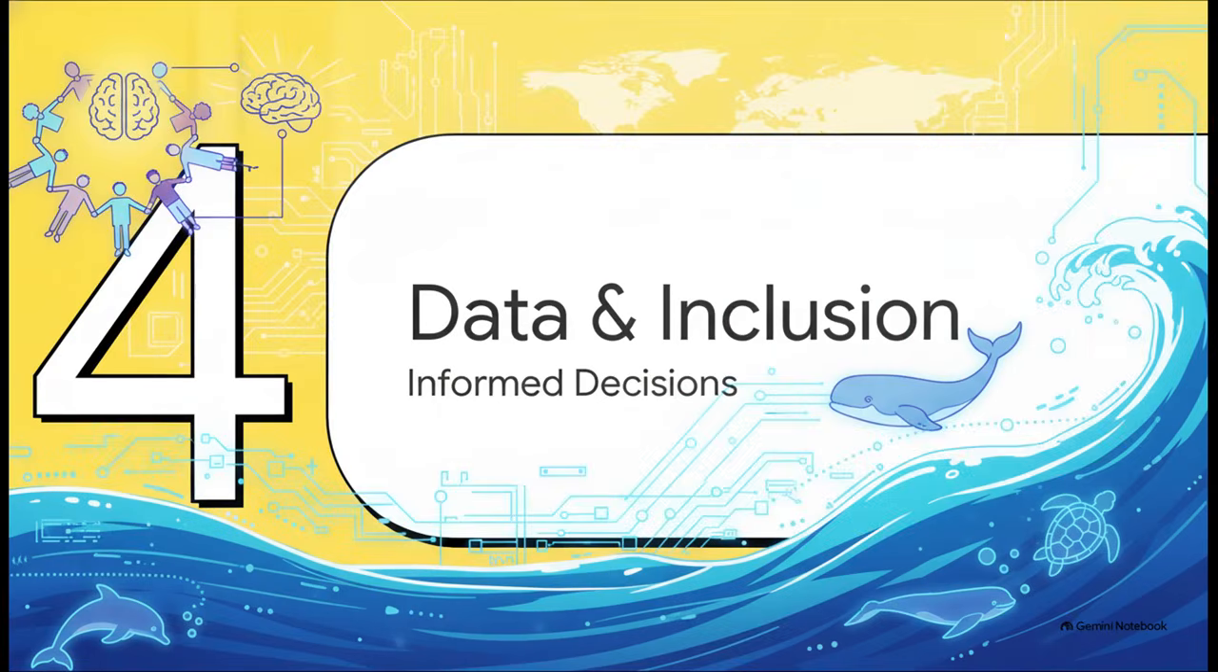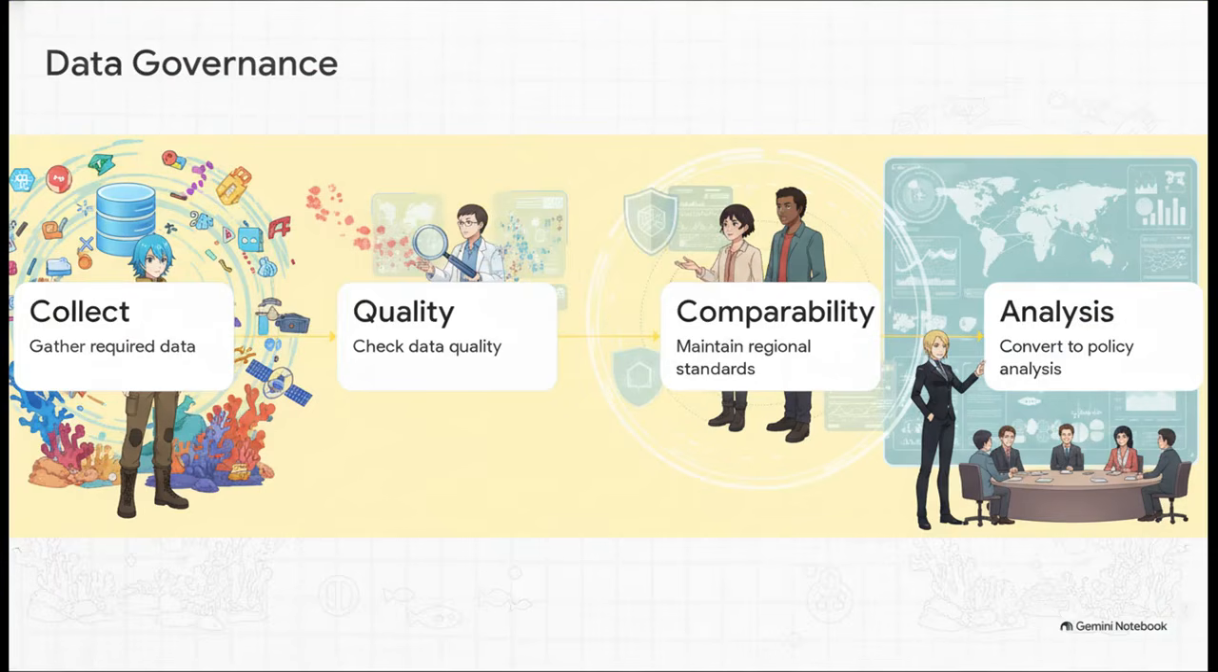All right, Pillar 4, data, knowledge, and inclusion, informed decisions. Now, handling data and ensuring inclusion aren't just bureaucratic boxes you tick off at the end of the day. They are core operational capabilities.